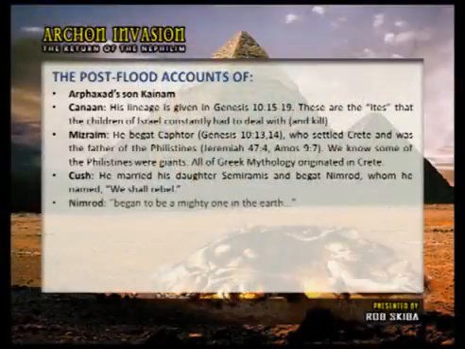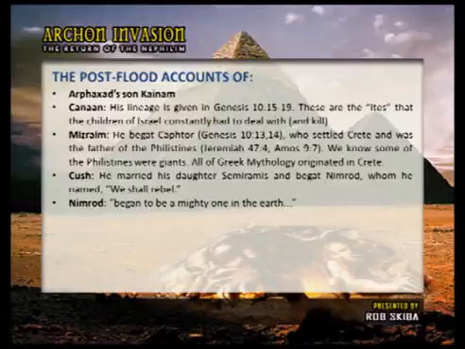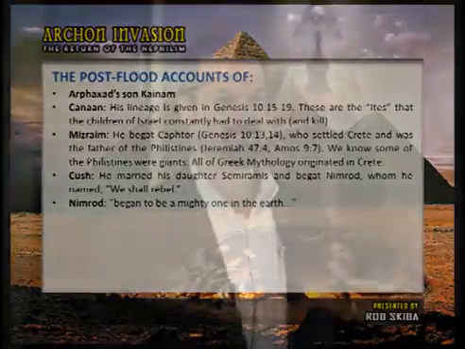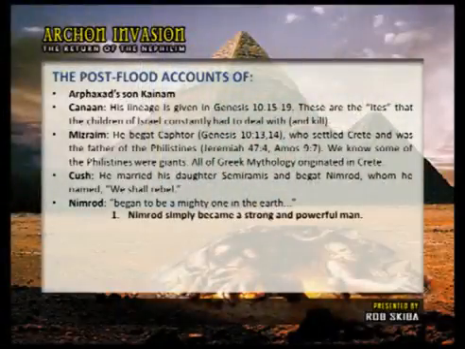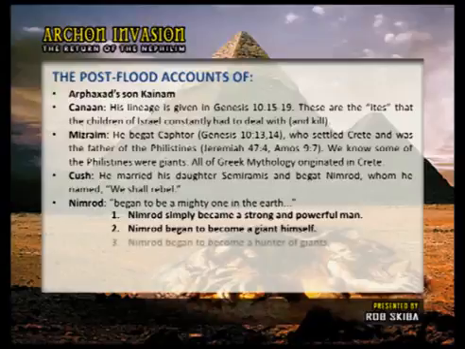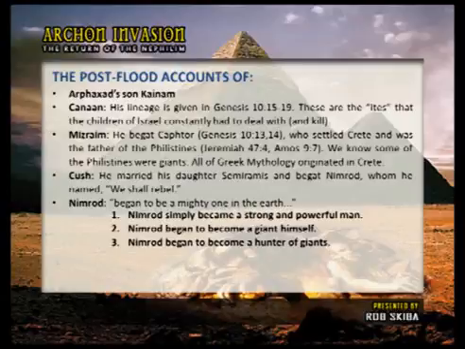And Scripture tells us that Nimrod began to be a mighty one in the earth. That's that word Geborim again. Gebor. He began to be a Gebor. Now, we can look at that and say, well, Nimrod simply became a strong and powerful man, a tough guy. Or we could say that Nimrod began to become a giant himself. Or we could say Nimrod began to become a hunter of giants. I would suggest that you could take all three to be true. I believe all three of those are true.